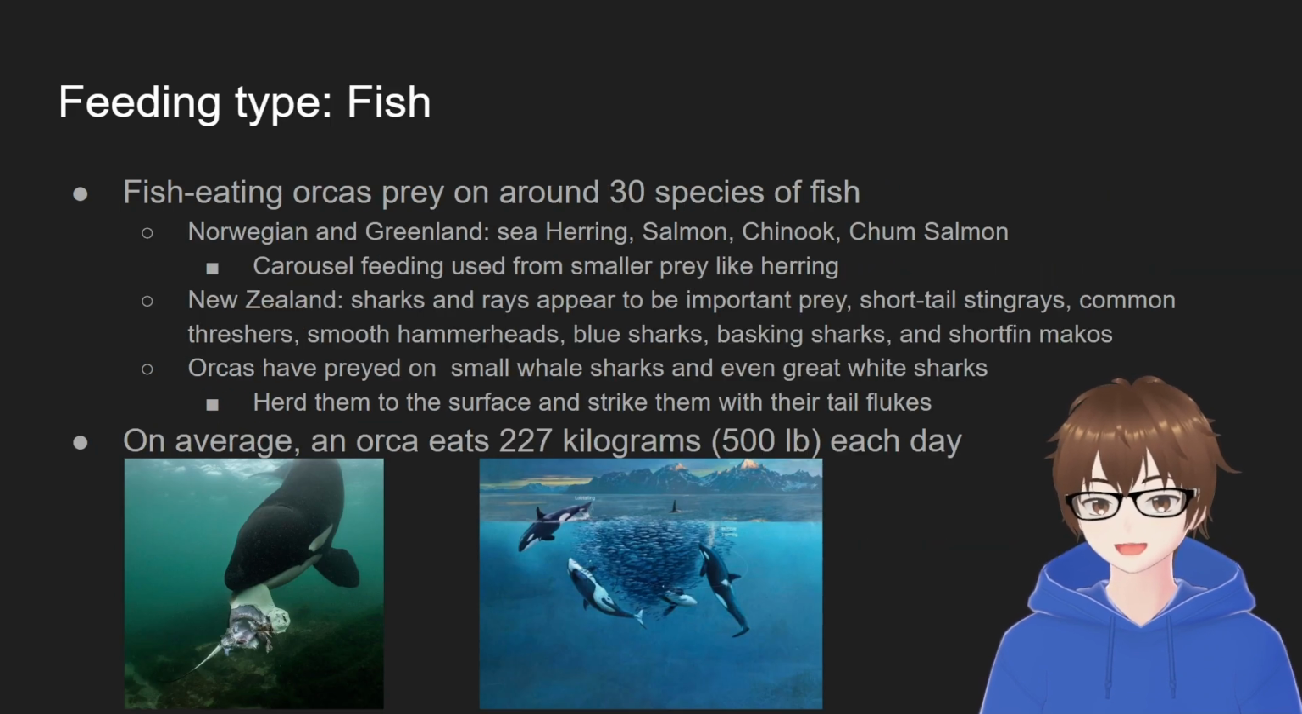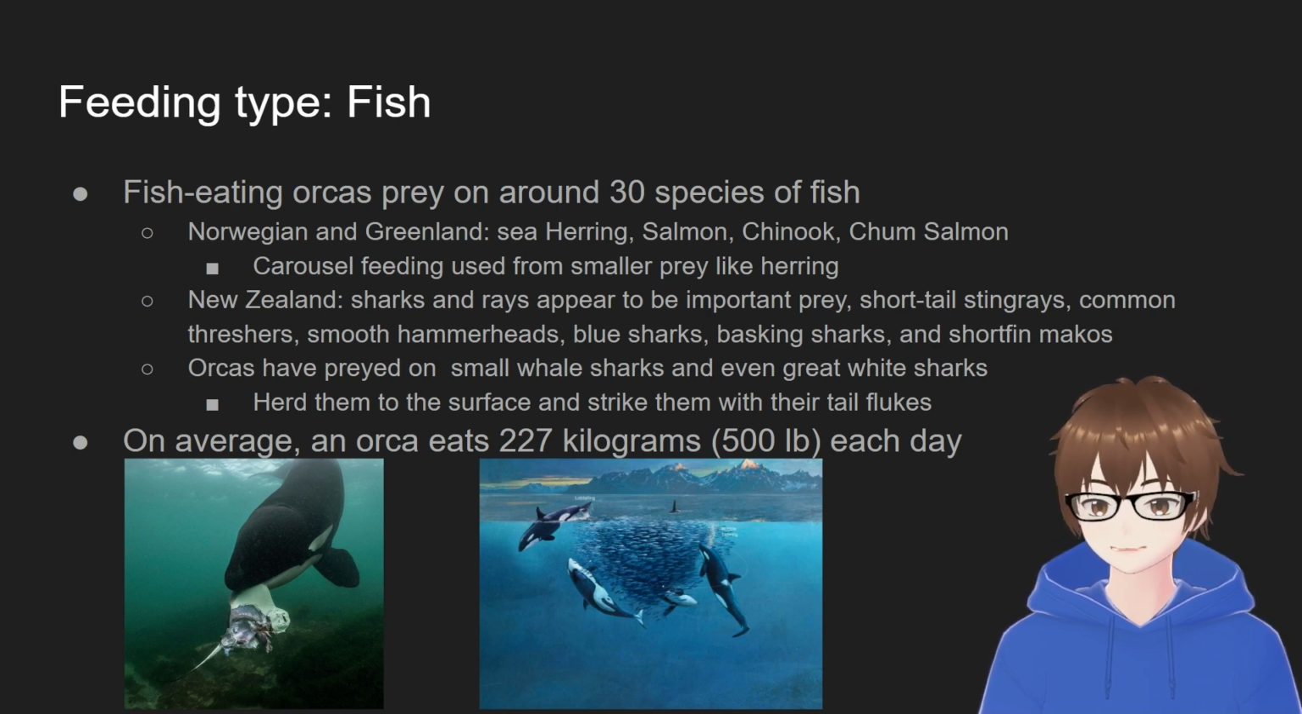So these orcas can be broken down by their feeding type. The fish-eating orcas prey on around 30 species of fish. The Norwegian and Greenland orcas feed on sea herring, salmon, chinook, and chum salmon, and whenever they go after especially the sea herring, they'll use a type of carousel feeding that they use for smaller prey like herring. I have a picture down here that shows them carousel feeding. Basically they'll swim around a group of herring and get them into a carousel, where they'll just swim around in circles, and then they'll swim through it and gather up all the fish.